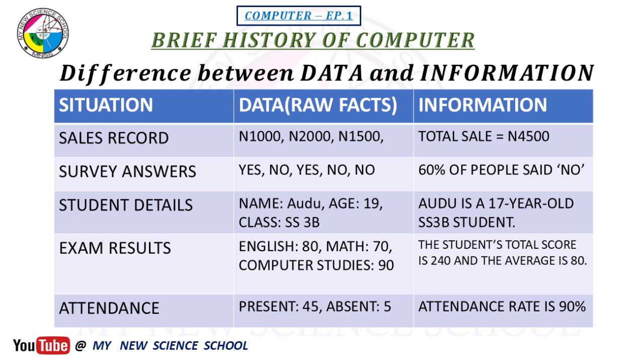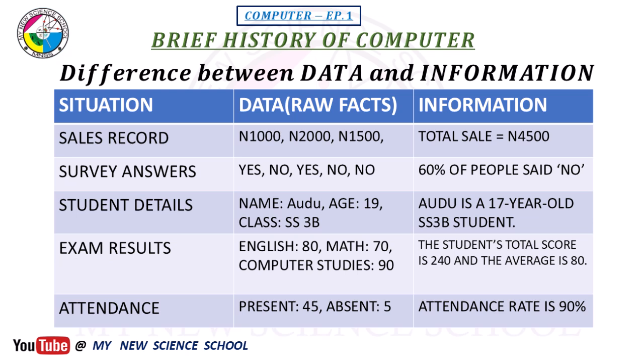So this simply means you are giving out information about Audu. You can use this information to look for Audu. For example, if you want to see Audu, you know where to go to find him. You need to go to SS3B. So this is just information and data.